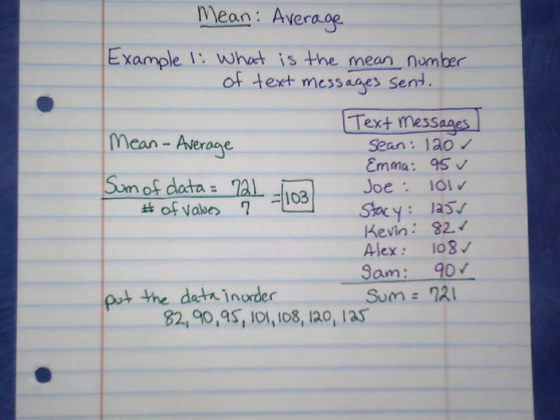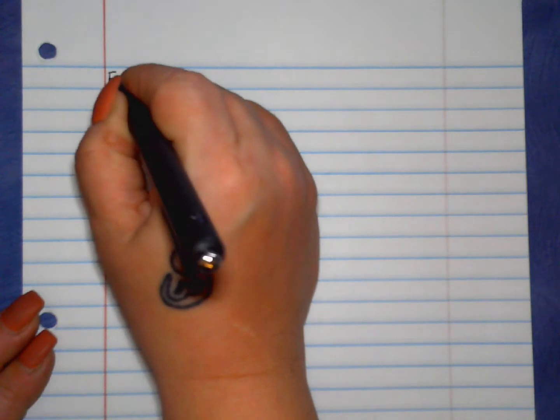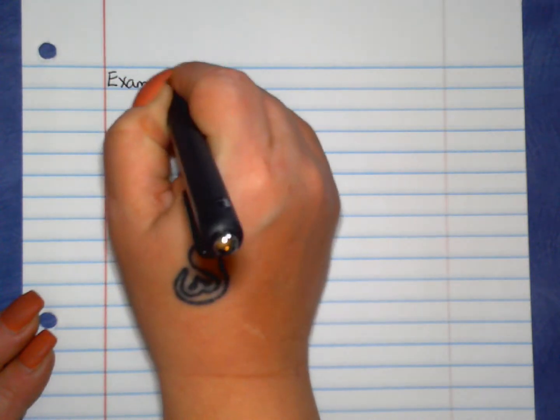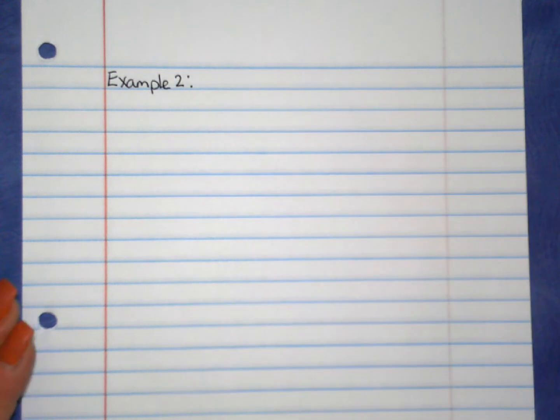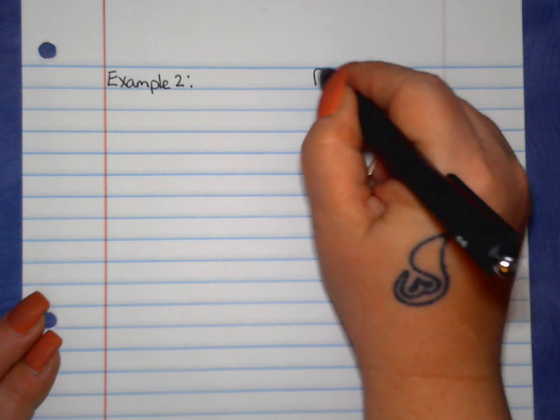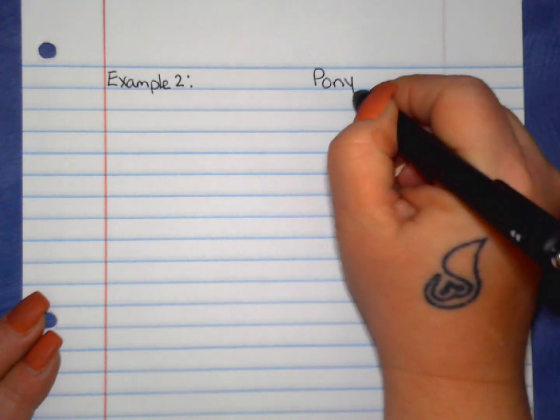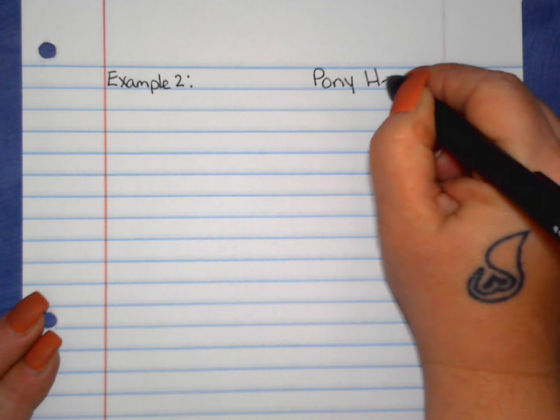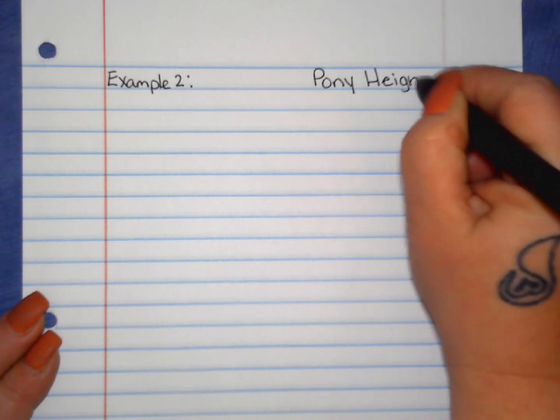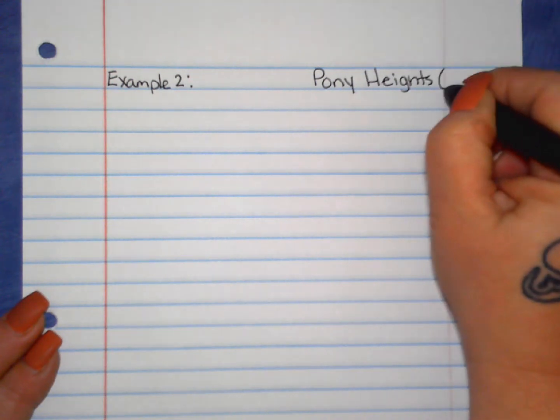All right. We're going to do another so that we can practice the format. Okay. So for this one, example 2, we're going to look at the heights of ponies. Pony heights, and this is in inches.